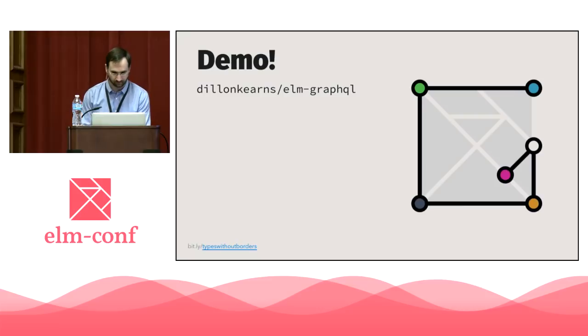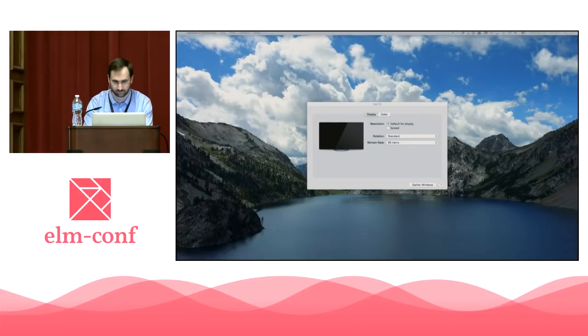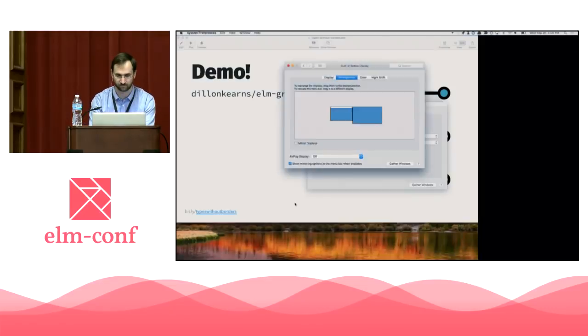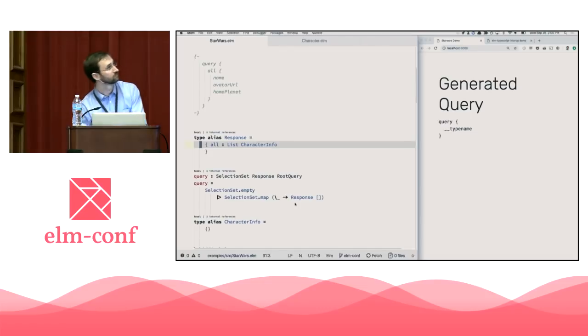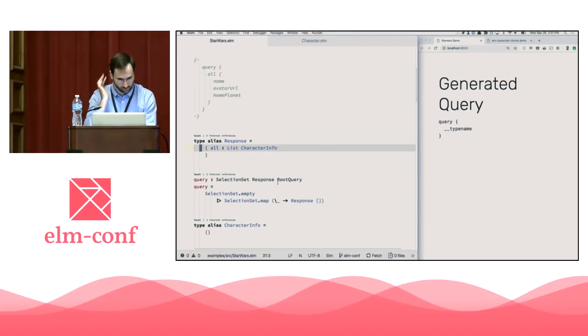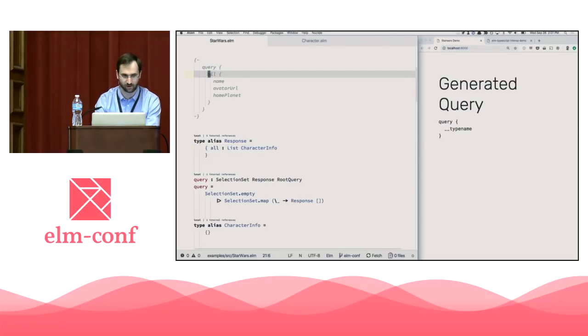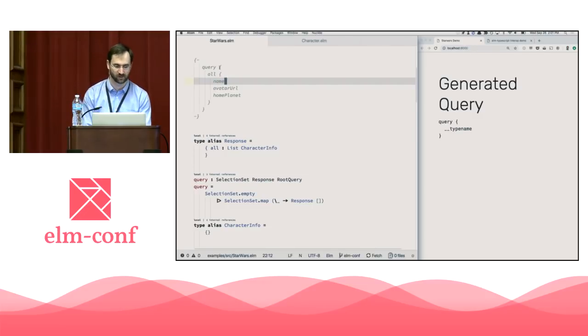OK, so let's do a demo. So this is the query we want to make. So we're doing a top-level query, and we're getting all characters, and for each character, we're getting these details. So now every time we do this for each, these brackets, that's called a selection set in GraphQL language.